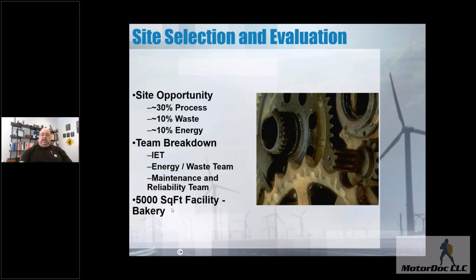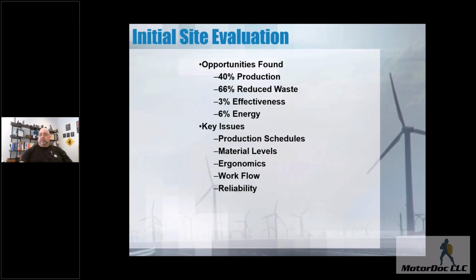The students did their test on a 5,000 square foot bakery. We went way beyond that. We were applying these on power plants to corn millers. So in the end, across all industries, we found 40% production increase, 66% reduced waste, 3% effectiveness, and 6% energy. Production schedules had an impact on energy and reliability, material levels, ergonomics, workflow, and reliability.